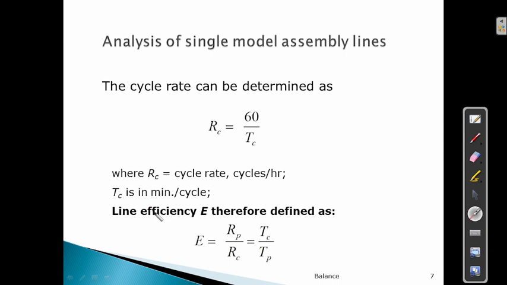Line efficiency E is therefore defined as E equal to Rp divided by Rc, which is equal to Tc divided by Tp. This is the formula for line efficiency. Rp divided by Rc equal to Tc divided by Tp.